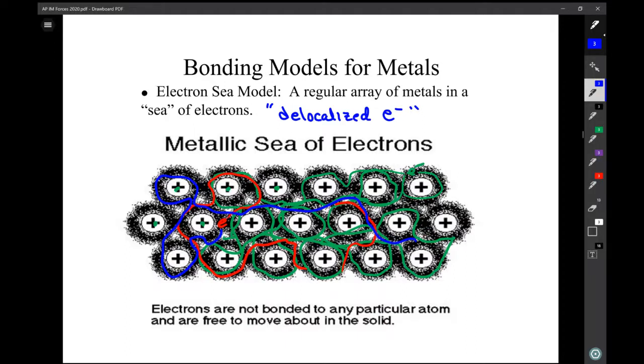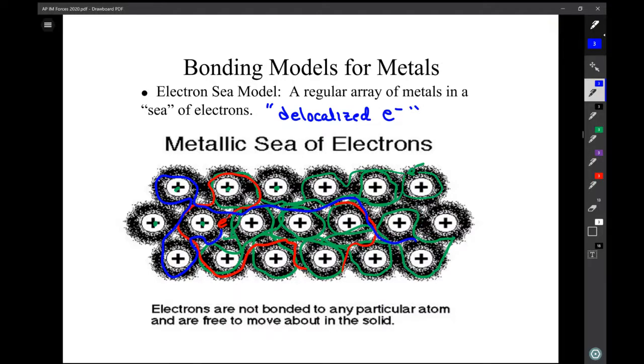So we say copper has 29 electrons. A single atom of copper has 29 electrons. But if it's an entire metal, those valence electrons, those 29 electrons, are actually moving all over the place through all the copper atoms around it. So just like that last line at the bottom, they're not bonded to any particular atom. They're free to move about the solid.